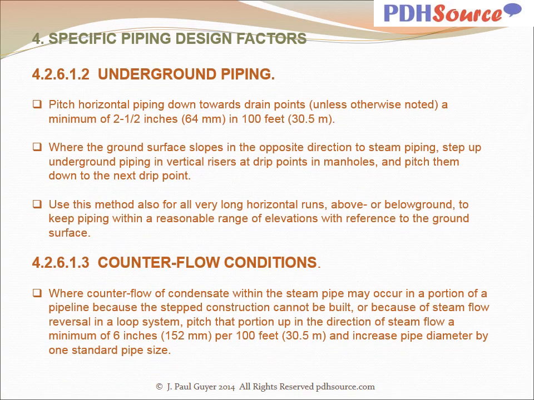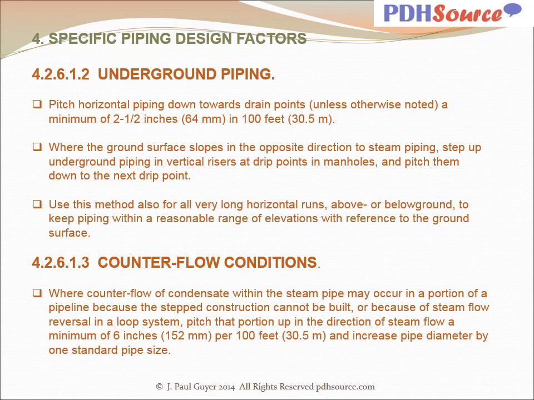For underground piping, pitch horizontal piping down towards drain points, unless otherwise noted, a minimum of 2.5 inches in 100 feet. Where the ground surface slopes in the opposite direction to steam piping, step up underground piping in vertical risers at drip points in manholes and pitch them down to the next drip point. Use this method also for all very long horizontal runs above or below ground to keep piping within a reasonable range of elevations with reference to the ground surface.